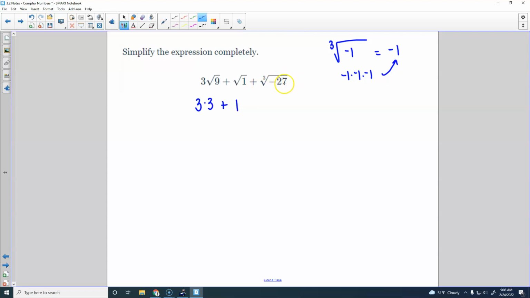All right, we got cube root of negative 27. So a cube root is not saying what times itself gives me 27. It's what times itself 3 times gives us 27. So what's the cube root of negative 27? Negative 3. So we're going to have 6 plus 1 minus 3. So 7 minus 3 would just give us 4. So you actually get a whole number for that.